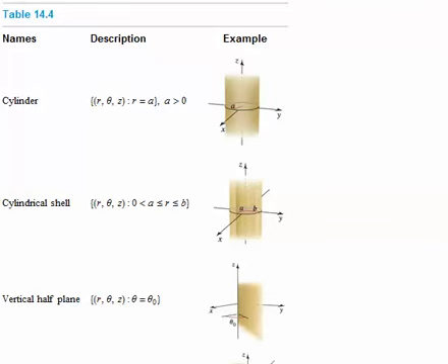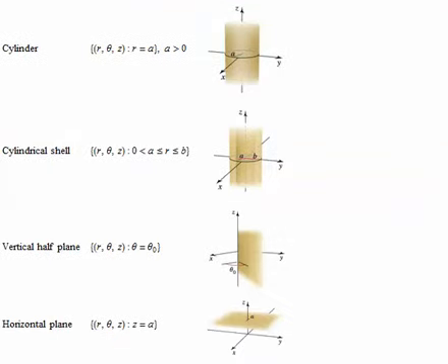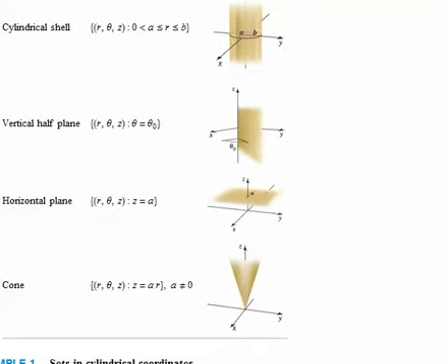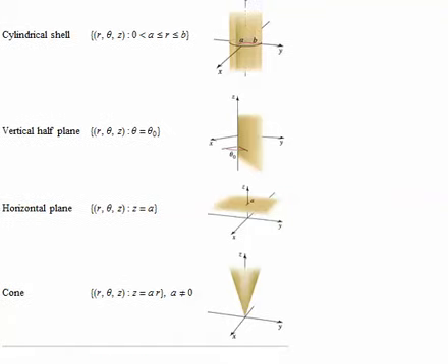And here are some basic sets. Your cylinder, your cylindrical shell, your vertical half plane. We've seen the cylinder and the vertical half plane. Your horizontal plane, and here's a new one, the cone. So z equals r, or z equals 2r, or z equals half of r. And a is, think of that as your slope. That's going to be the slope of your cone.